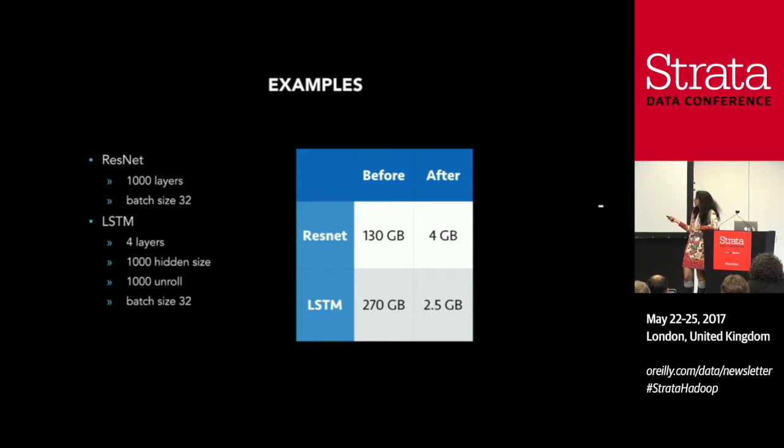So the ResNet is, as I said, one of the state-of-the-art networks with hundreds of layers. And you can now see a huge reduction in memory requirement. And same for the LSTMs, right? They're also very memory intensive, and you can reduce this.